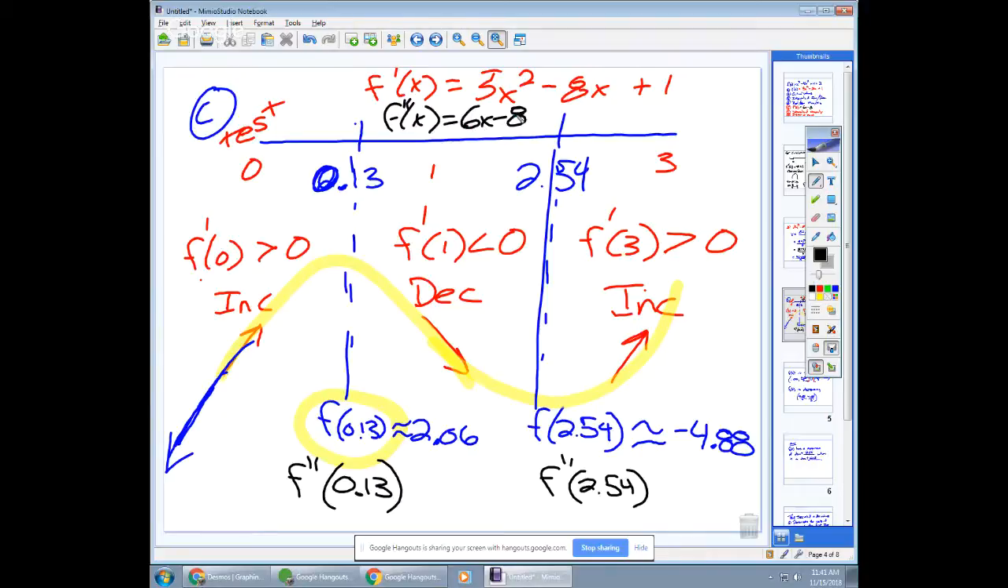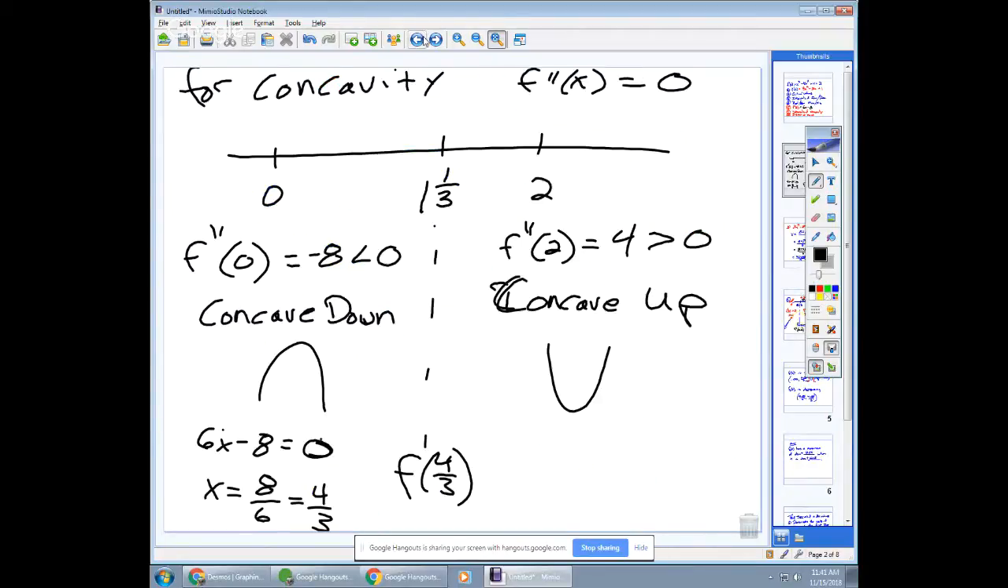So really, the second derivative, I don't usually care about its exact number, but I care whether it's positive, negative, or 0, because that tells me concavity. Okay? So instead of using 0 as the test number like we did before, couldn't I use 0.13 as the test number? Because it's to the left of that possible inflection value. Yeah. And 2.54-ish, is that to the right of that 1 1/3? Yeah, so I could have picked those numbers to test, and they would tell me the concavity also.